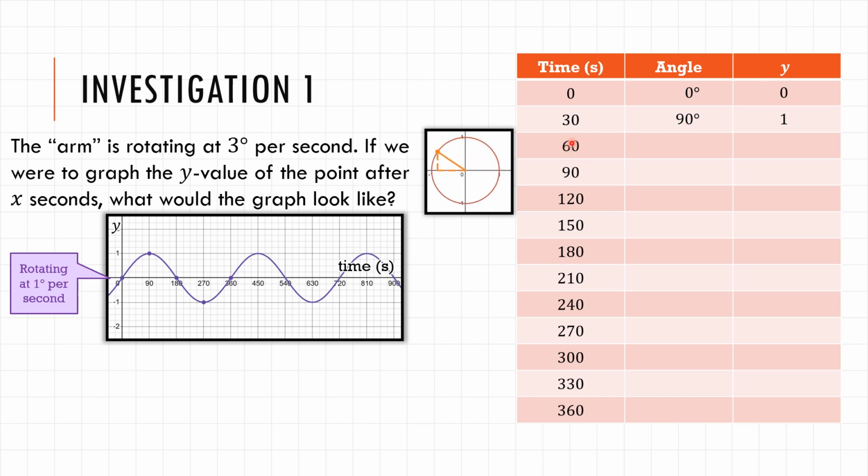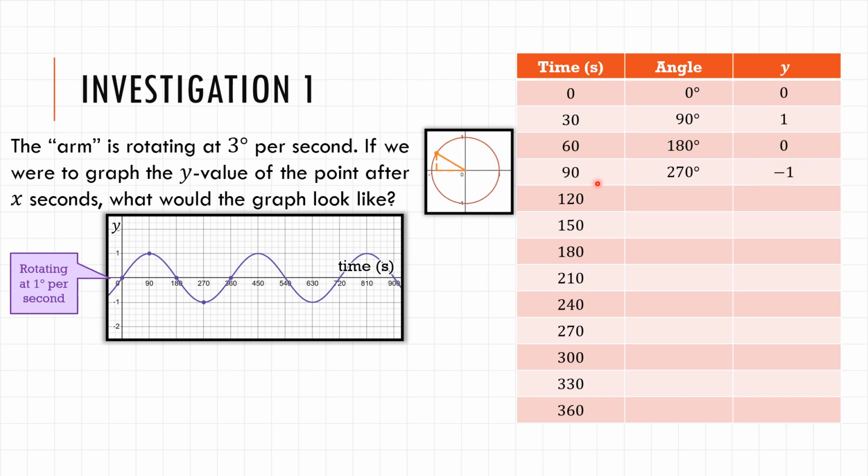After a minute, the angle would be 3 degrees times 60, which is 180 degrees. And that would mean that the point will have rotated all the way around. So that's 30 seconds and now 60 seconds, and that's an angle of 180 degrees. And any point here has a y value of 0. After 90 seconds, the point will have rotated 270 degrees, and that's all the way down here at the bottom. And that would give you a y value of -1.